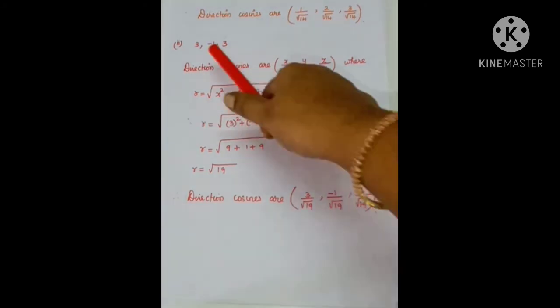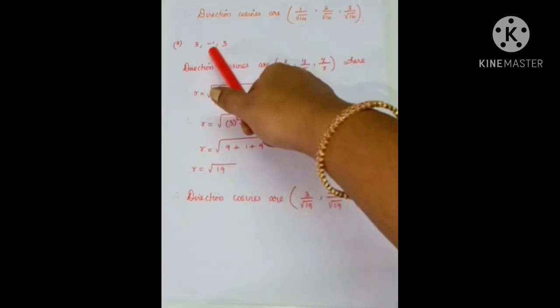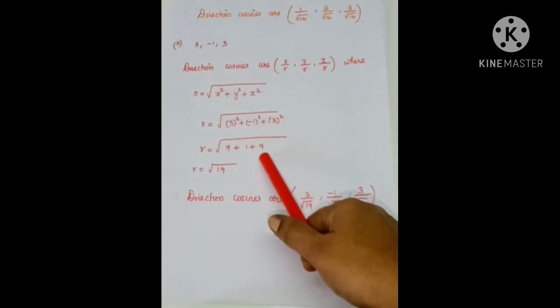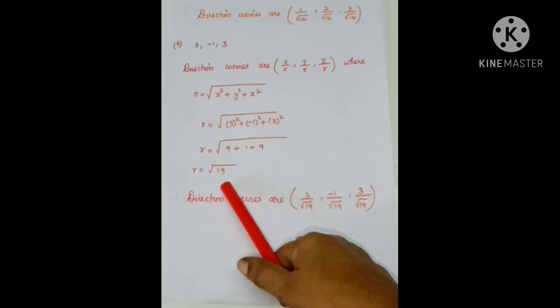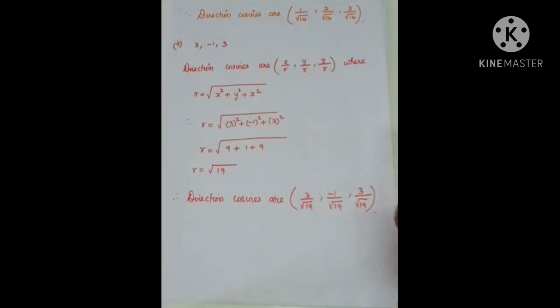So if you square, 3 squared is 9, minus 1 the whole squared is 1, 3 squared is 9. So the answer is square root of 19. You have to substitute in this formula. What is the direction cosine formula? x by r, y by r, z by r.